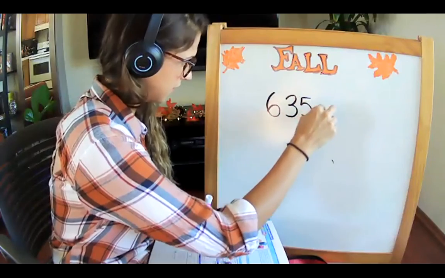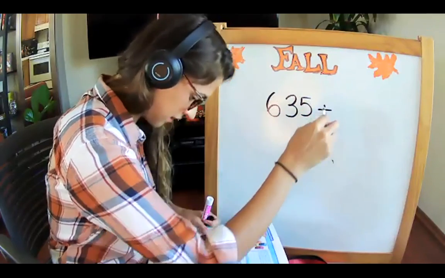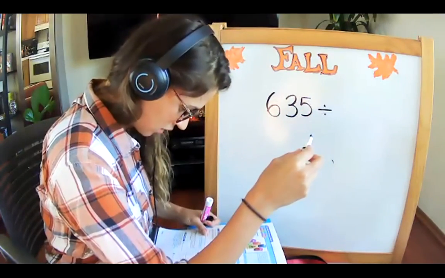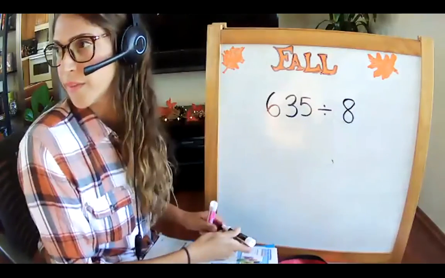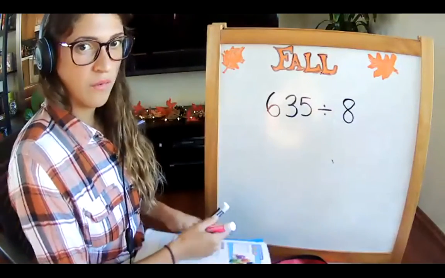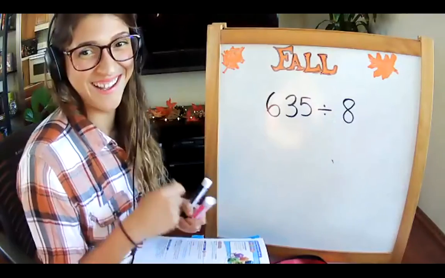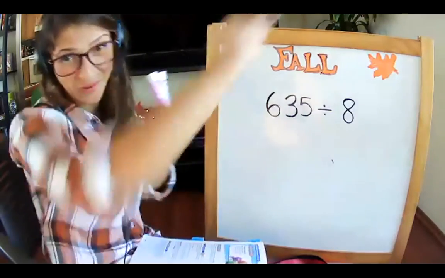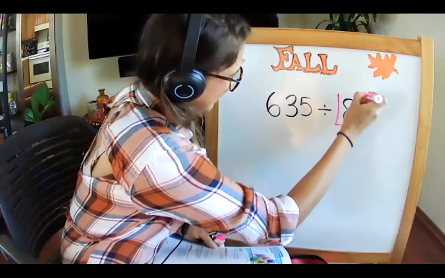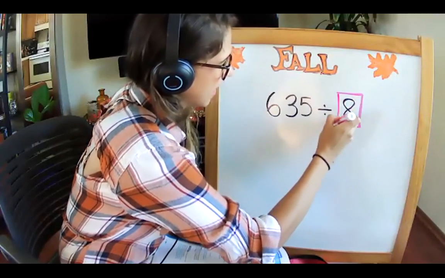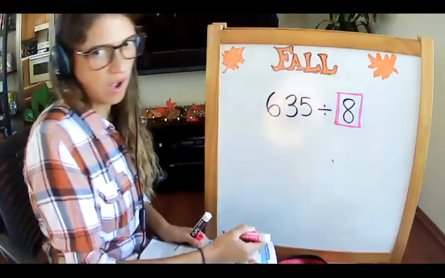635 divided by 8. This is number 17. First number we look at is the divisor. Number 8 again. Wow, it's 8 again. That tells us our times table, 8 times table.